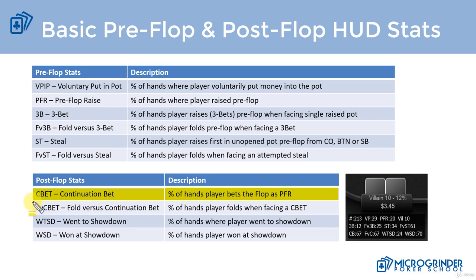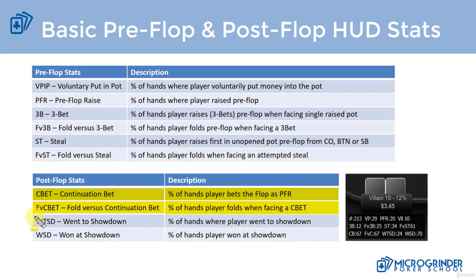The next stat is going to be a fold versus a continuation bet. So just like its name implies, it's when somebody faces a continuation bet and they fold. So for example, let's say that under the gun open raises pre-flop, and then button calls the raise and everybody else folds. It goes to the flop. Under the gun decides to fire out a continuation bet. Now the action is on button. Button decides to fold. Well, that's going to be a fold versus a continuation bet.